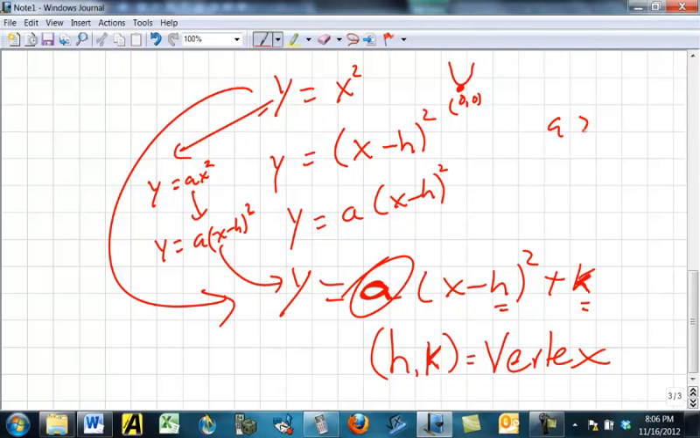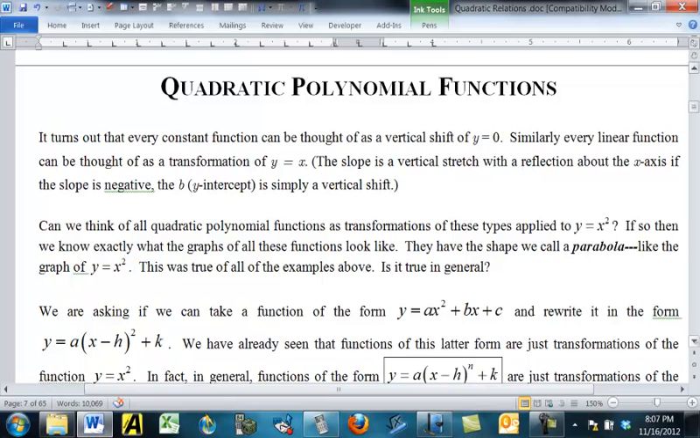So if a is positive, we're going up. If a is negative, it's concave down. So that h, k is going to be right there. It's going to be a maximum there or a minimum there. Okay, so let's take a look at that.